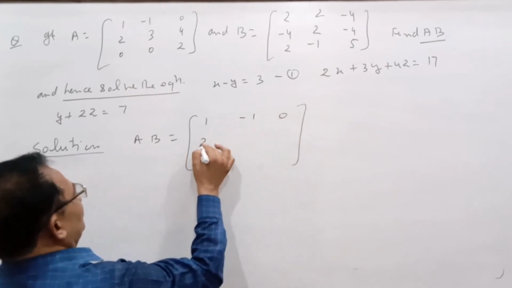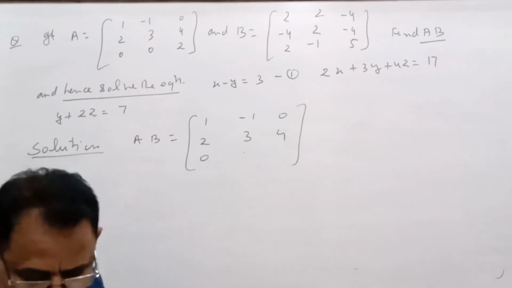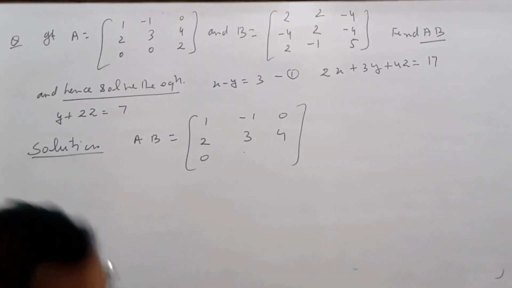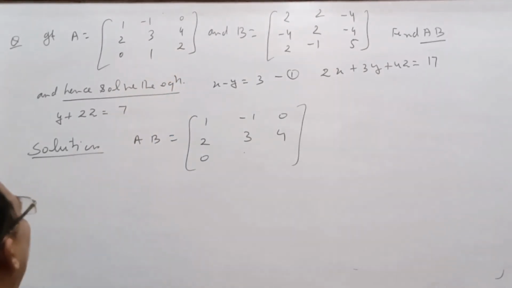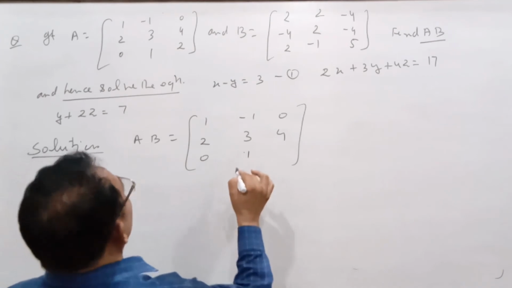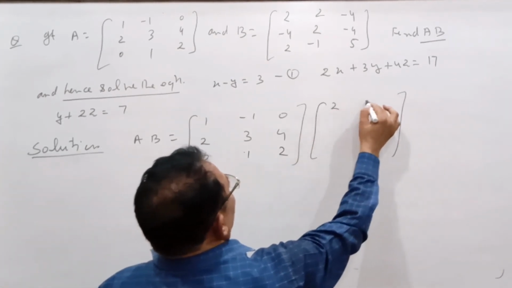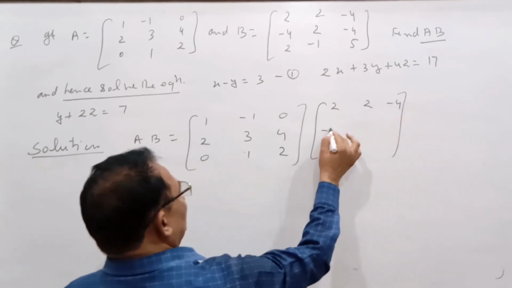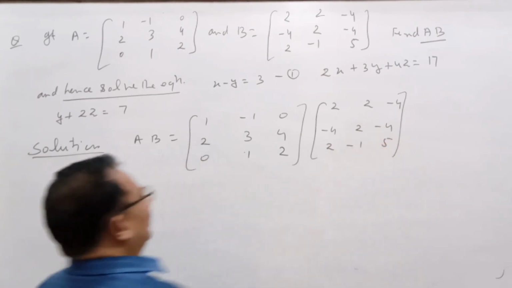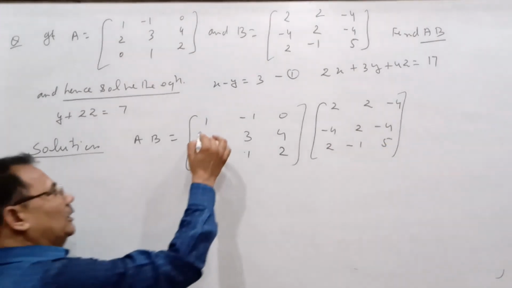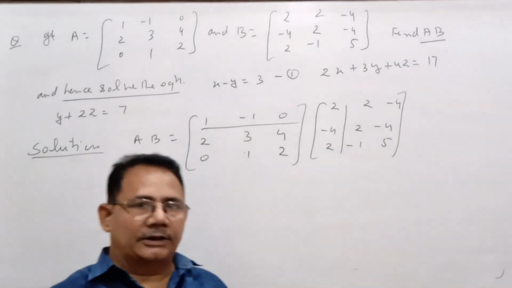The matrix A is 1, -1, 0, 2, 3, 4, 0, 1, 2, into matrix B, that is 2, 2, -4, -4, 2, -4, 2, -1 and 5. Now we find the multiplication of A and B by using the method row by column.